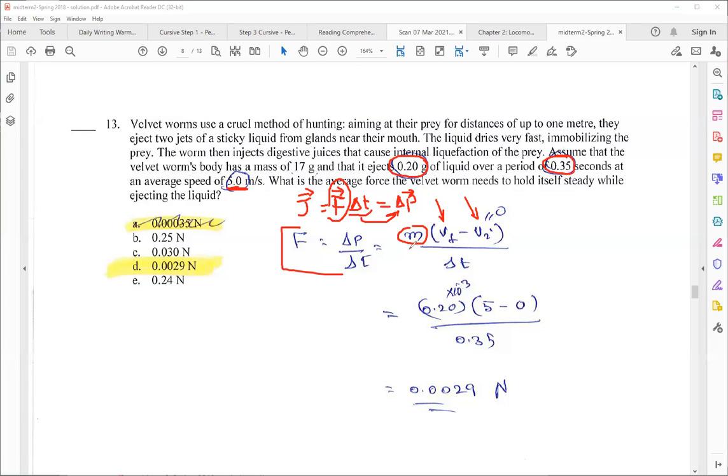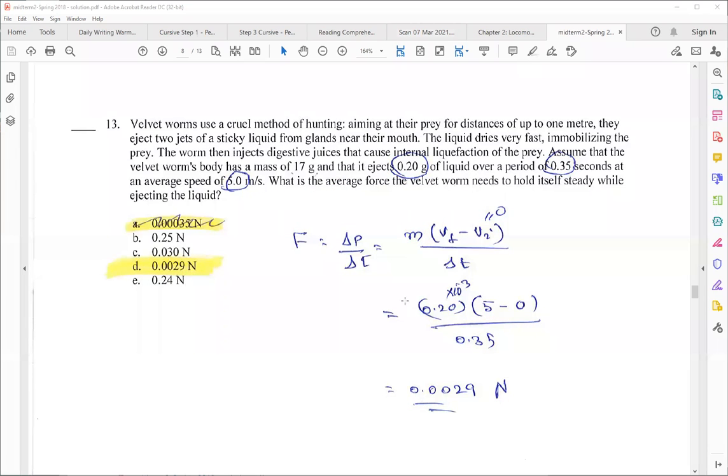Now in this case, these are the numbers we're plugging into the formula. So we're talking here 0.2 grams. Of course, you need to convert the grams into kilograms. So this is 0.2, that's why we're multiplying by 10 to the negative 3 here. We're not using grams. And then the velocity is already in meters per second, no need to convert. And the time is in seconds, so there's no conversion here. So all you need then is plug these into your calculator. You end up with this value for the force the velvet worm needs to apply to keep itself steady. So the answer then corresponds to option D.